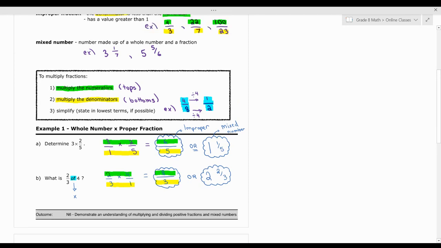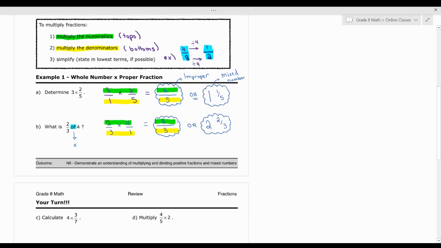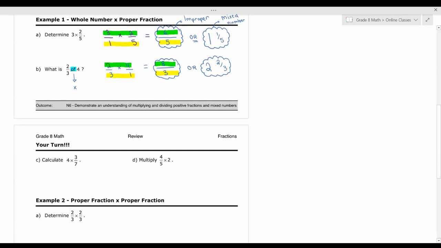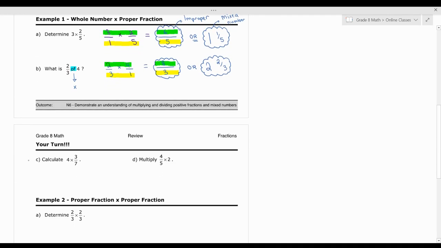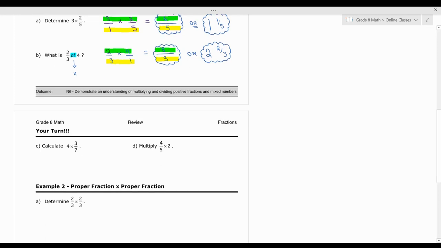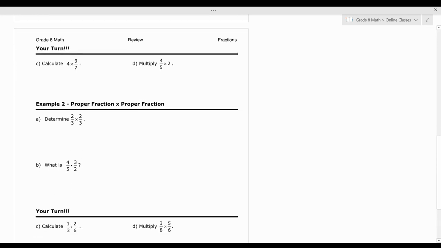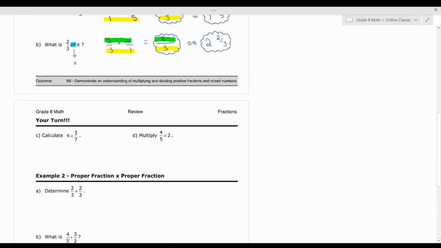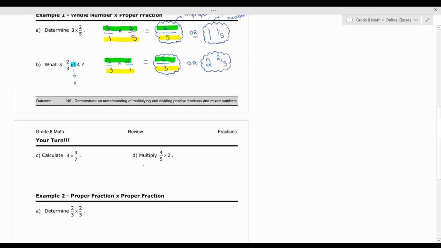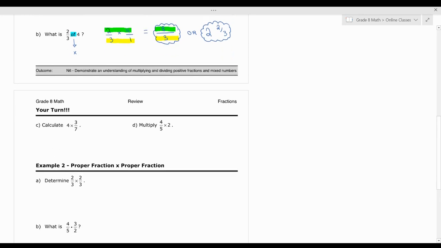What I suggest you do now, now that we finished example 1, push pause on the video, try question C and question D on your own, and then come back and then continue on with this review sheet. Okay, so I'll keep going, but again, what I'd like you guys to do is push pause, try these 2 questions on your own, and then unpause it and check if you got the right answer.